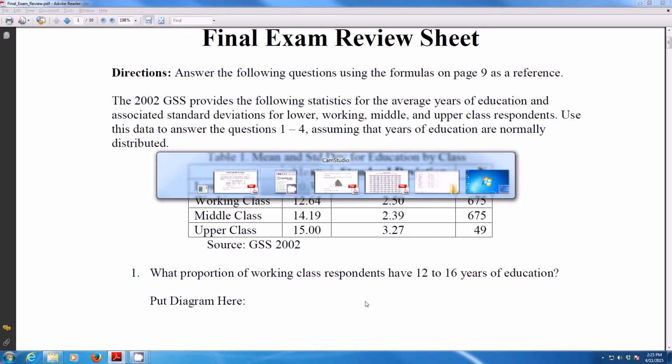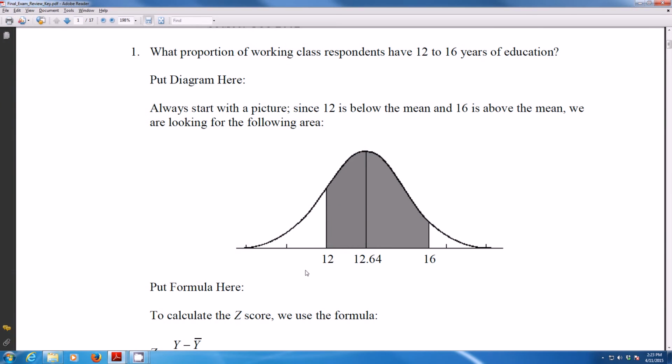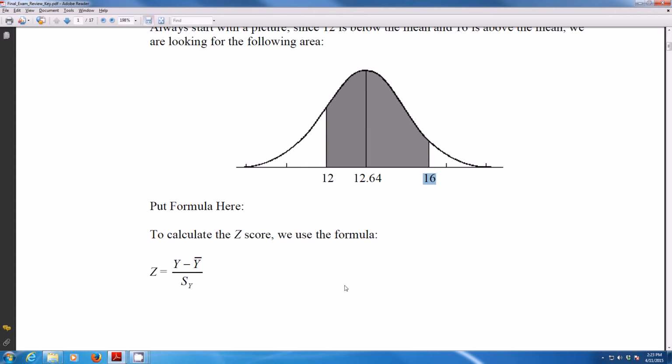So let's start by creating a diagram. Our diagram is going to look something like this. So this shows the normally distributed variable education. For the working class, we have 12.64 years in the middle, and we're looking for the area between 12 and 16. And so to answer this question, we basically have to take our z-score formula and find the z-scores corresponding to 12 and 16 and the corresponding areas for both. And then we're going to add together those areas, and that will give us the answer to our question.